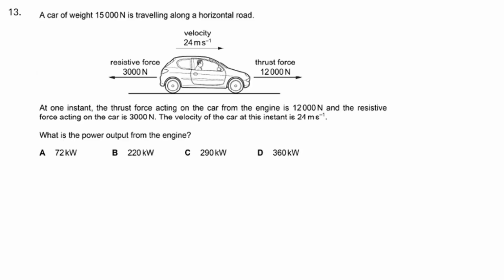A car of weight 15,000 newtons is traveling along a horizontal road. At one instance, the thrust force acting on the car from the engine is 12,000 newtons, and the resistance force acting on the car is 3,000 newtons. The velocity of the car at this instant is 24 meters per second. What is the power output from the engine? So power is going to be equal to force multiplied by the velocity, right?